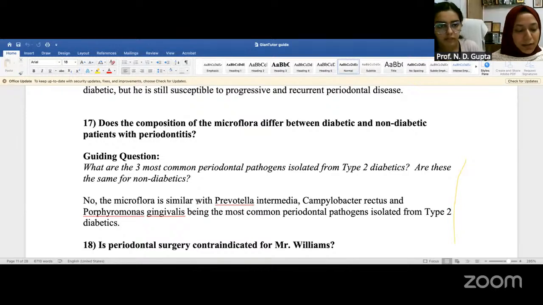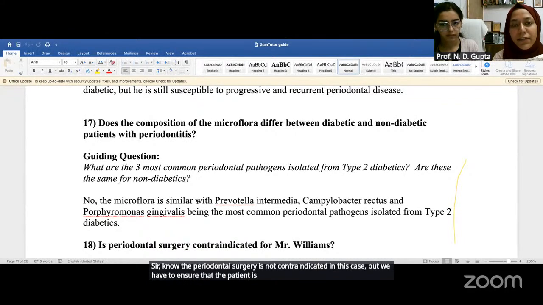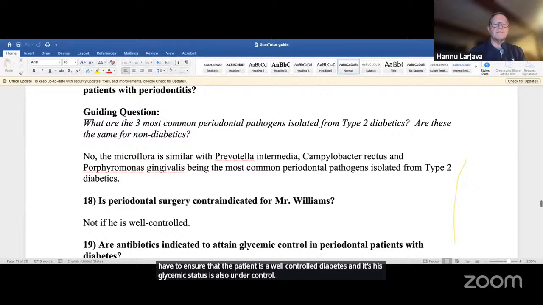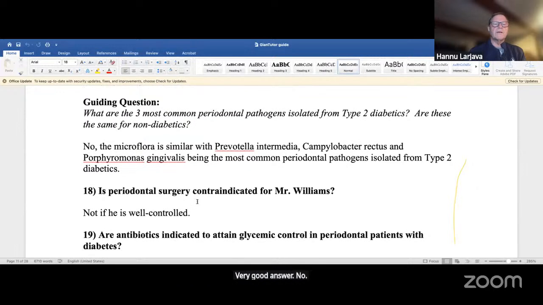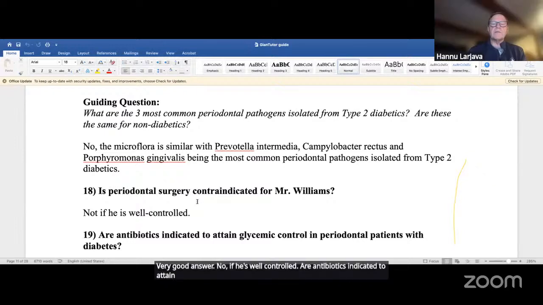So, no, periodontal surgery is not contraindicated in this case, but we have to ensure that the patient has well-controlled diabetes, and his glycemic status is also under control. Very good answer. No, if he is well controlled. Are antibiotics indicated to attain glycemic control in periodontal patients with diabetes?